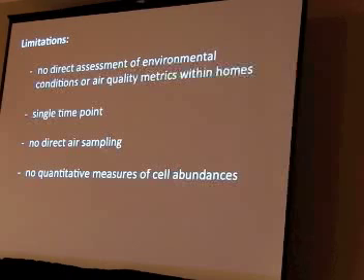So the problems with this project, of course, is whenever we sacrifice breadth, we sacrifice accuracy or detailed investigations of individual homes for capturing 1,400 homes all across the U.S. So we don't have direct assessment of environmental conditions or air quality metrics. We tried to ask as many questions as we could about the composition of the home and HVAC condition and the conditions within the home, but of course, for many homes, it's difficult to get that information. And it's also only a single time point sampling. There's no direct air sampling in this study, and there's no quantitative measures of cell abundances.